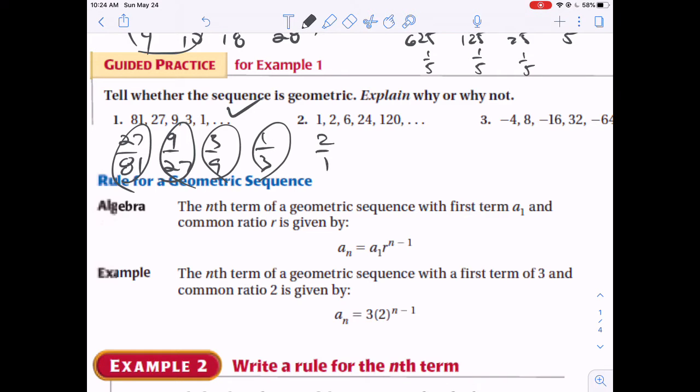Let's try number 2. So I got 2 over 1, 6 over 2. Now I'm going to stop right there. 2 over 1, 6 over 2. Yeah, no. It's 2 and 3, right? Not the same number. So you get the idea how this works.